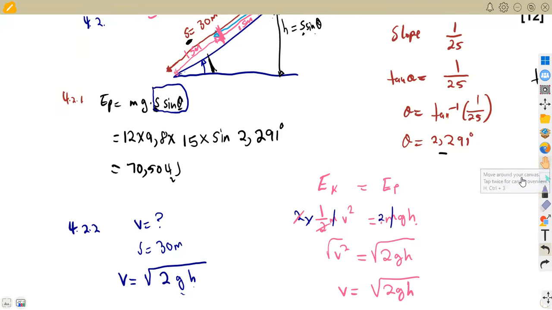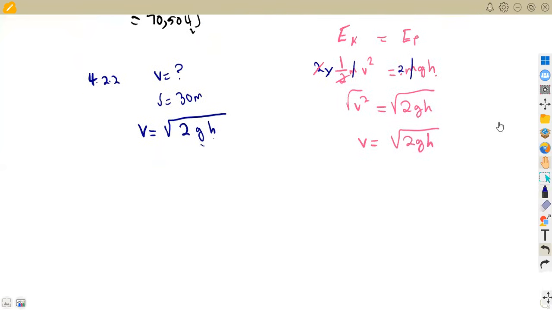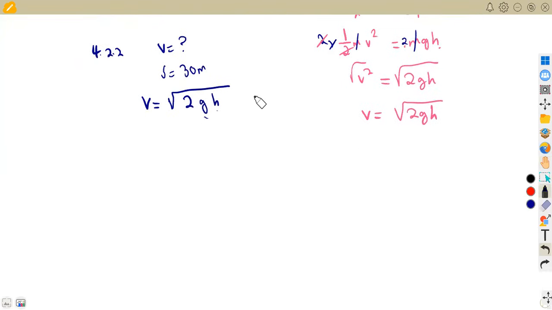So we are supposed to calculate h now, when our distance s is at 30 meters. So our formula is going to be given as v is equal to the square root of 2 times the gravitational acceleration times our h, which is s sine theta, just like the previous part, whereby our s now is at 30 meters. So we can find our value.